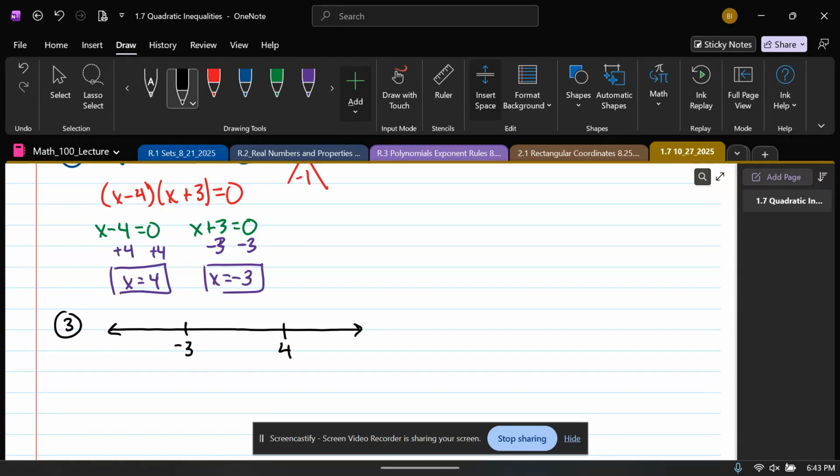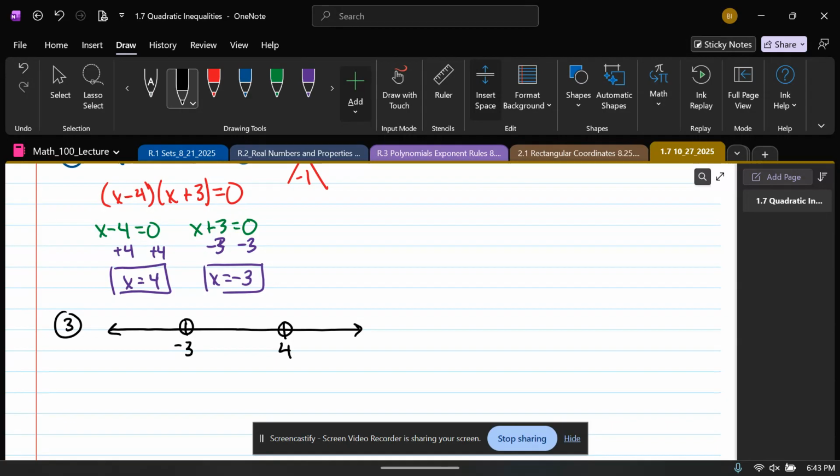I know because my inequality does not have an equal to mark on it that those two are going to be open circles. Negative 3 and positive 4 are not solutions to this inequality because that would be equal to 0 if negative 3 and 4 were answers. The inequality didn't have an equal to mark. It was just a less than. Okay? What that does is it creates 3 separate test zones, is what I call them.